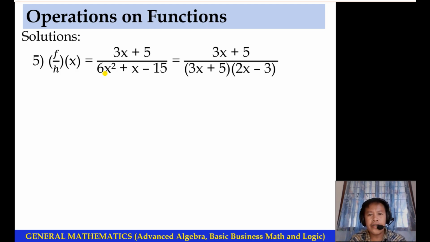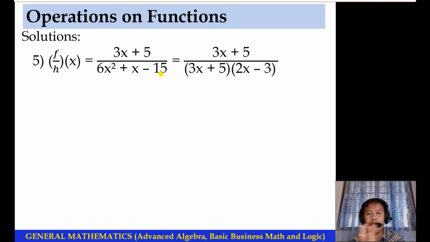And you are going to use these factors to check if the middle term will come out. Now, we are going to check the two factors which are 3 and 2. And what are the factors of 15? The factors of 15 are 1, 3, 5, and 15, of course.